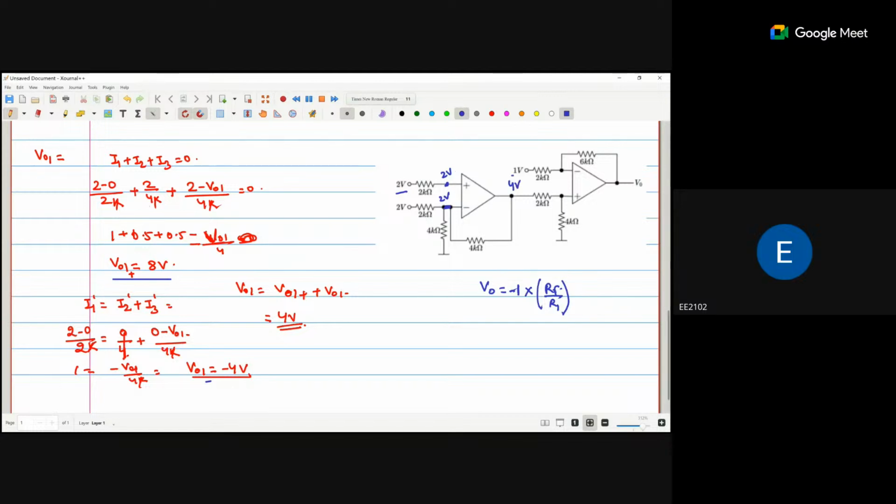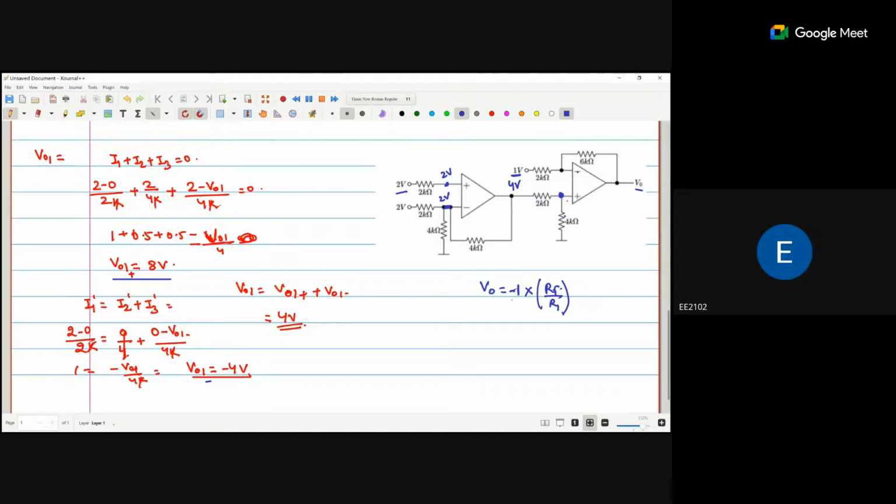Now 1 volt is connected at the negative terminal. Because of this 1 volt, we are getting output voltage of minus 1 times RF by R1. And 4 volts is applied here. Now this 4 volts will be distributed across 2 and 4. So what is the voltage we are getting here? Apply the voltage divider rule.